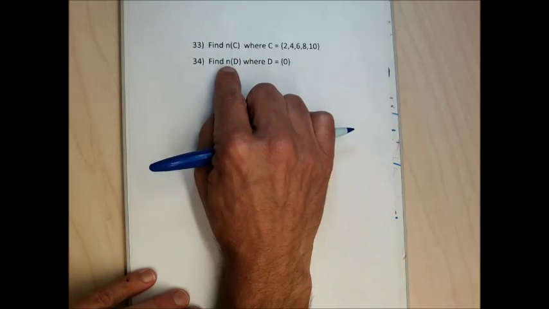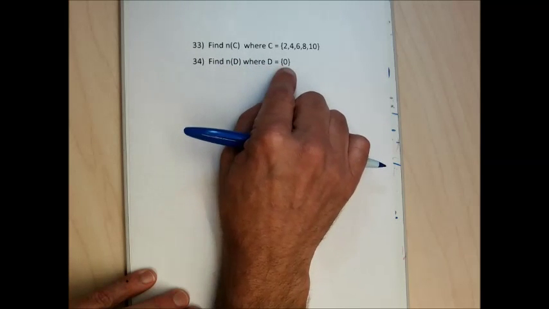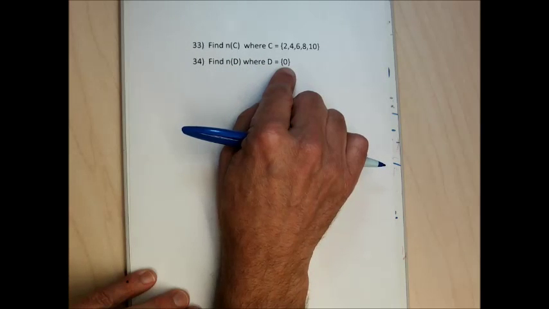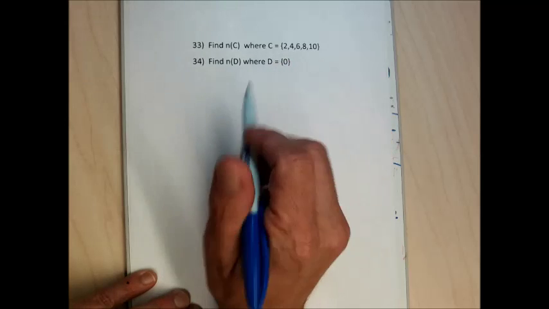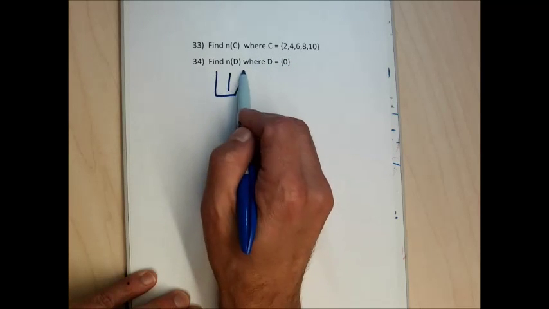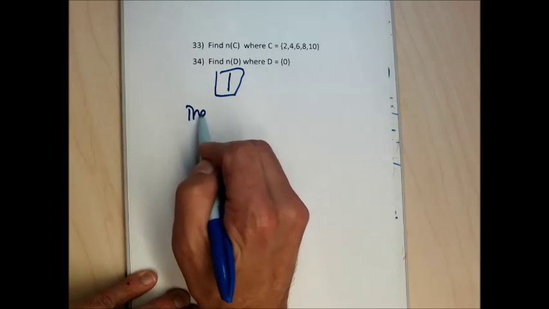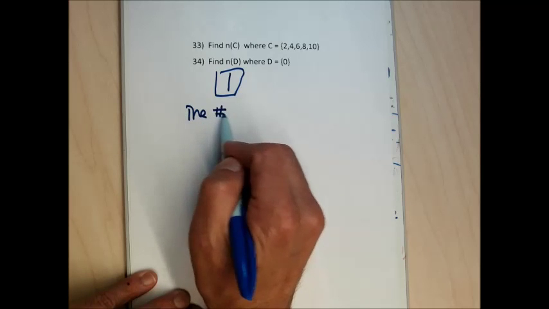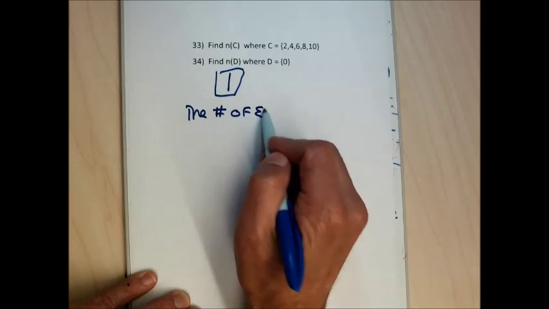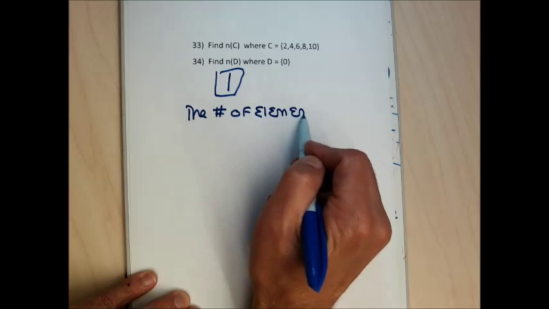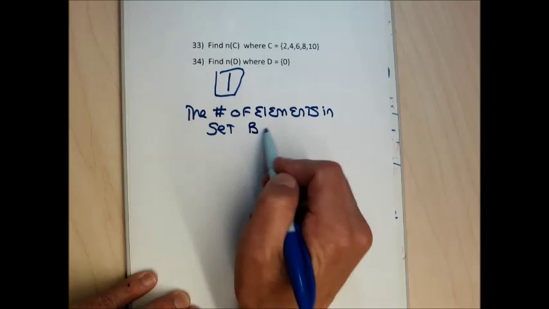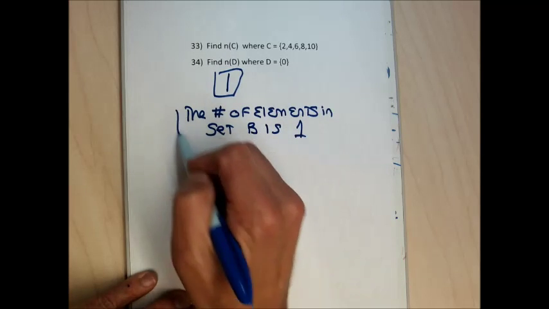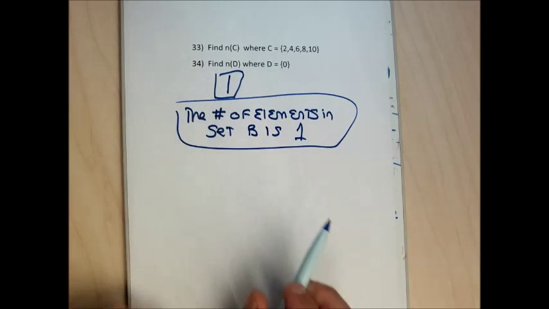My 34 says find the number of elements in set D, where D is a set that contains the number 0. This is not the empty set. The empty set has 0 elements in it. This is a set with 1 element. It's the element 0. My answer to 34 is going to be 1. And I could just write 1, or I could say the number of elements in set D is 1. Those would both be correct answers, and your 33 is similar.